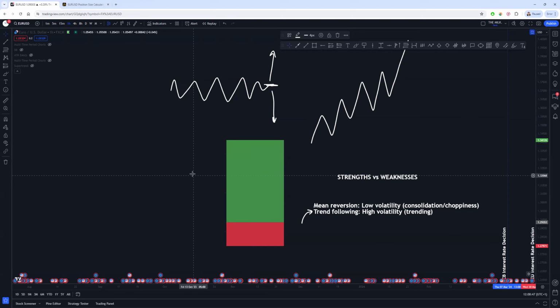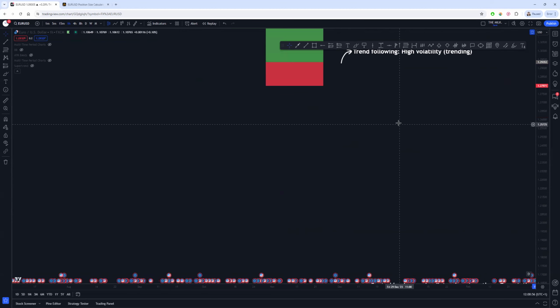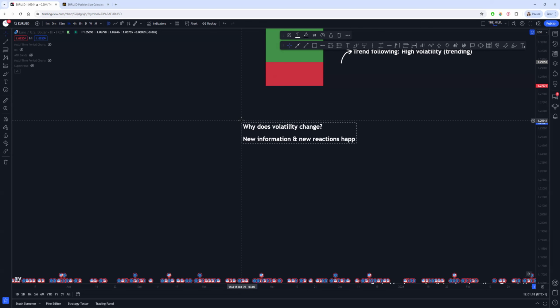So the question is, is there a way that we can forecast or predict the volatility? Now, the answer is absolutely yes. So we've got to think about this. Why does volatility change? There are lots of answers to this, but just to keep things really simple, as a framework for us to think through, volatility really changes when new information and new reactions happen.